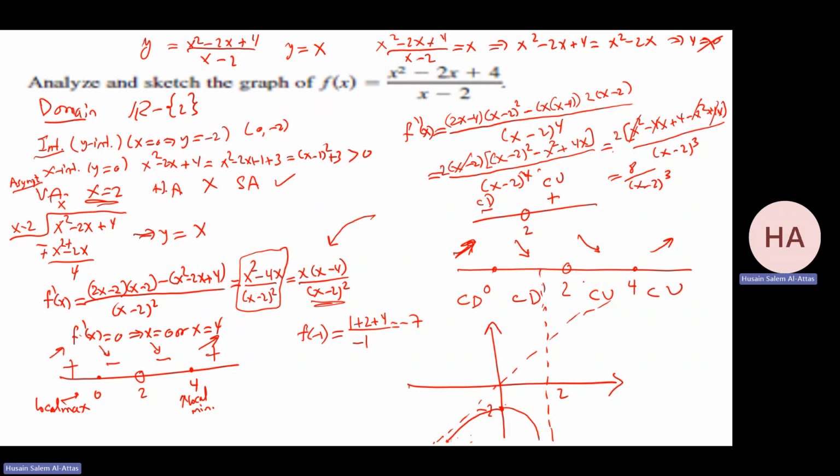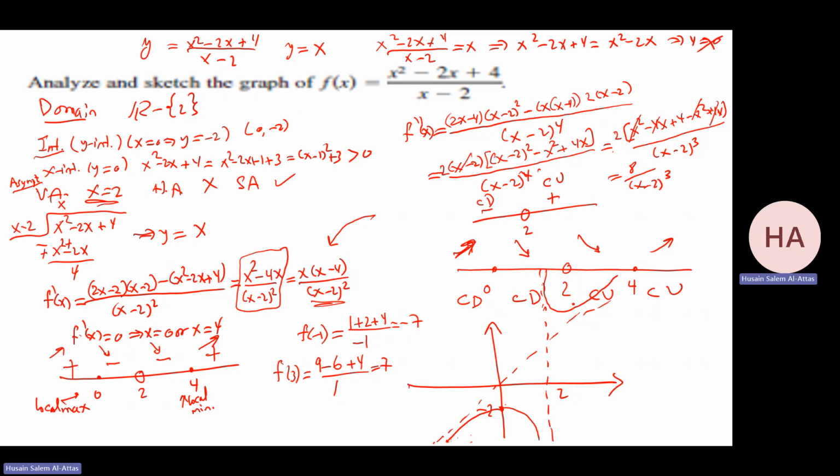Now we want to deal with this side from 2 to 4. I'll take a value like f of 3. F of 3 will be what? 9 minus 6 plus 4 over 1, which is 13 minus 6, that will be 7. So it will not be here, it will be somewhere here. So the function is decreasing and concave up, then it will do something, and then increasing until 4.